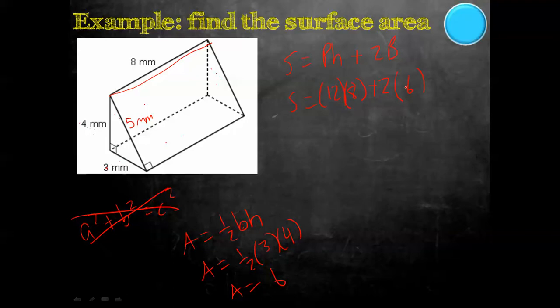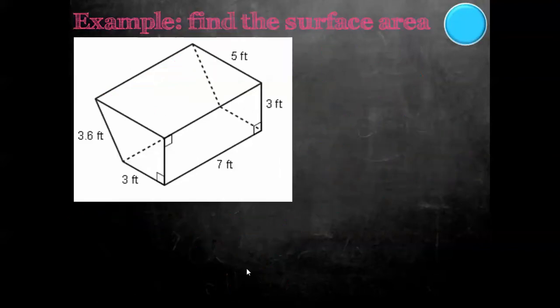So now we're just going to multiply these out, and then we're going to add them together. So we're going to take 12 times 8, which is 96. 2 times 6, which is 12. And then we're going to add those together and get 108. So we have 108 millimeters squared as our answer.